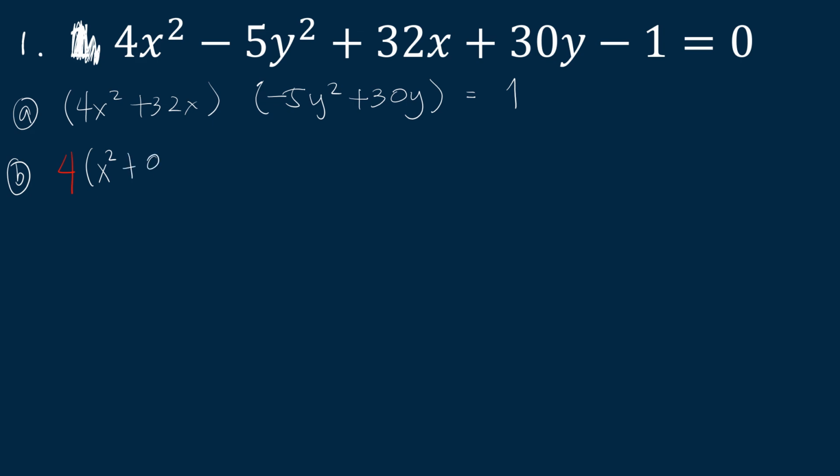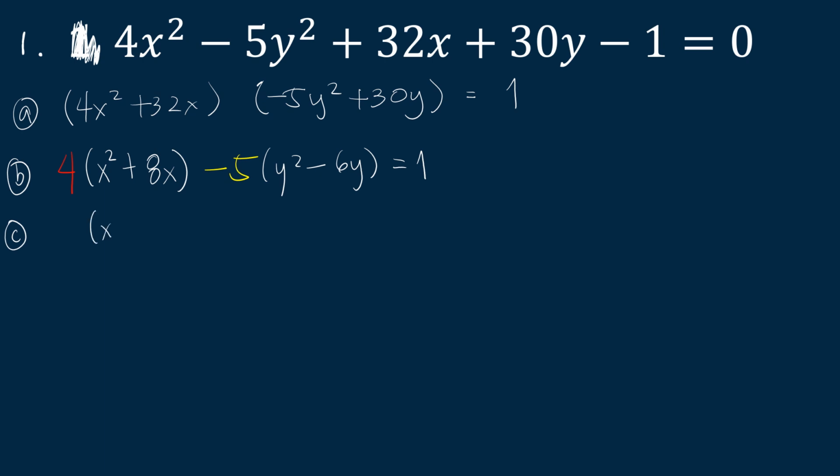Sorry, 8x. Then, for y, include the sign. It should be negative 5 y squared. 30 divided by negative 5 is negative 6y. Okay? Is equal to 1. And then, letter C, we said, C stands for completing the squares.